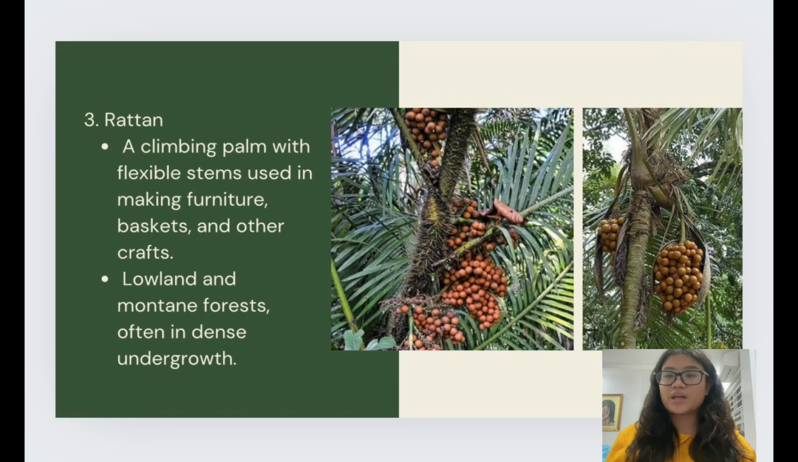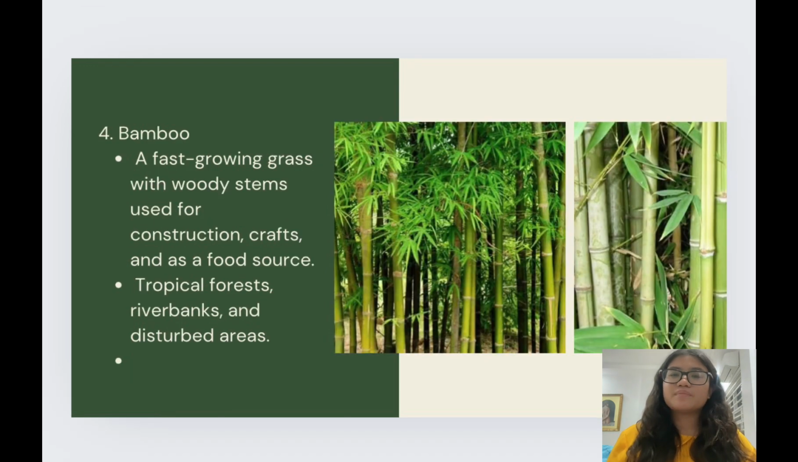Number 3. Rattan. It is a climbing palm with flexible stems used in making furniture, baskets, and other crafts. Their habitat is in lowland and montane forests, often in undergrowth. Number 4. Bamboo. A fast-growing grass with woody stems used for construction, crafts, and as a food source. Their habitat is in tropical forest, river banks, and disturbed areas.